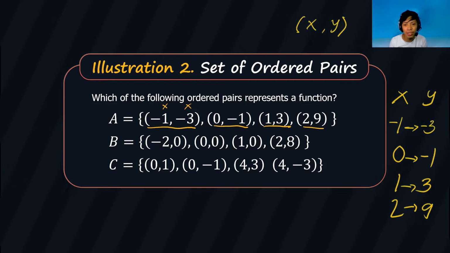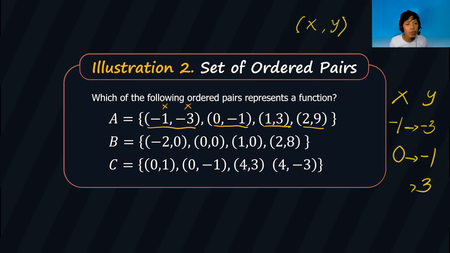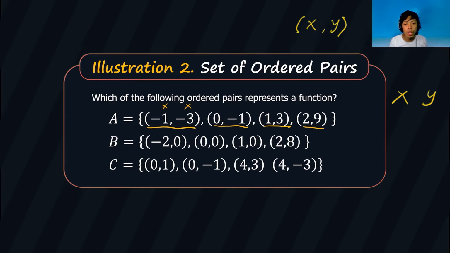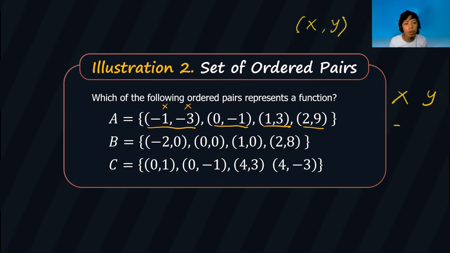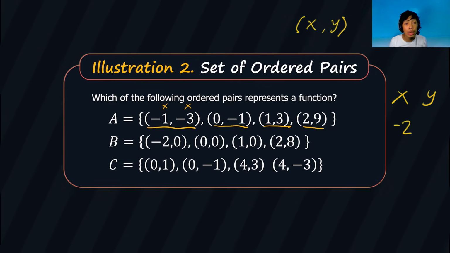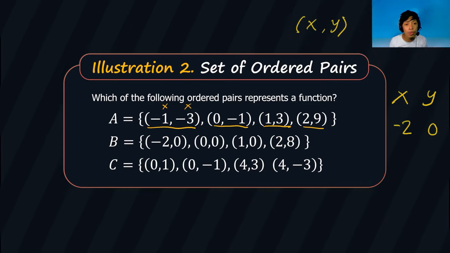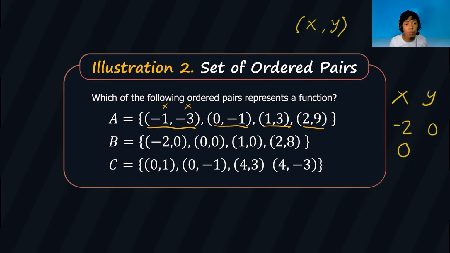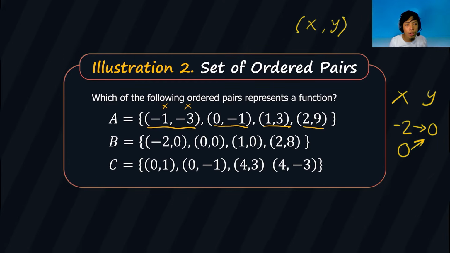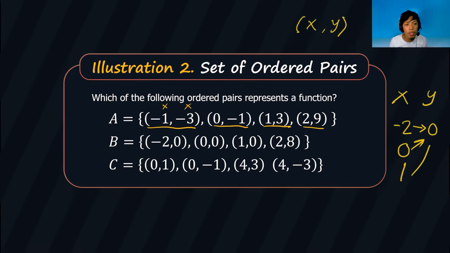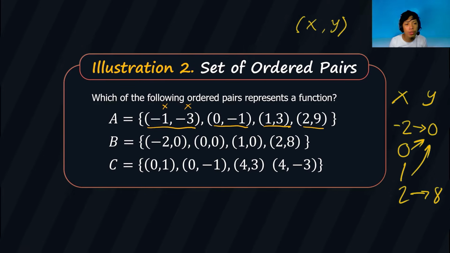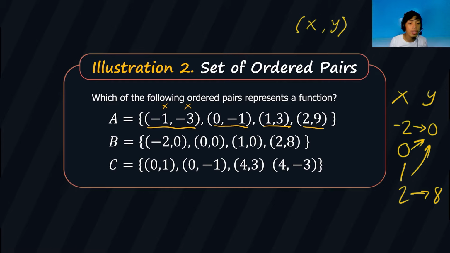How about letter B? Let's try to check. For letter B, we have -2 and the resulting Y is 0. We also have 0 and 0, and 1, 0 also. The result is 0. And we have 2, the corresponding result for Y is 8.